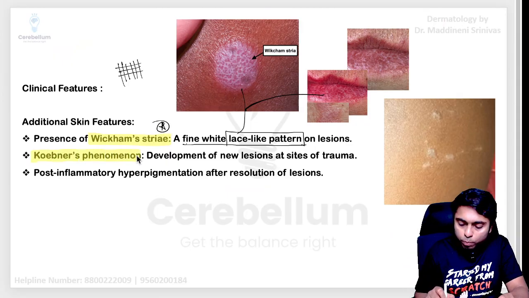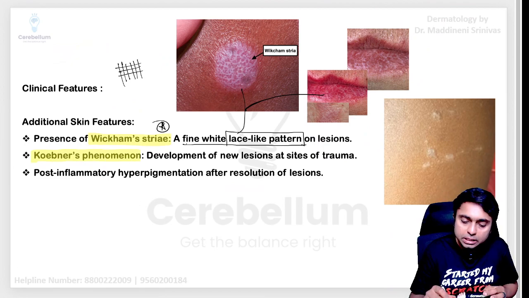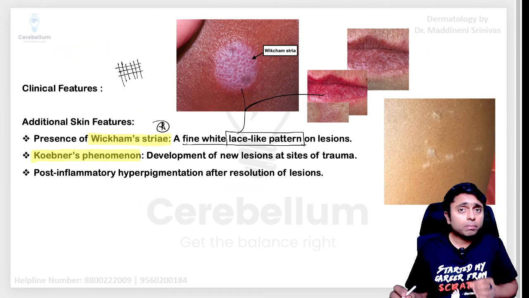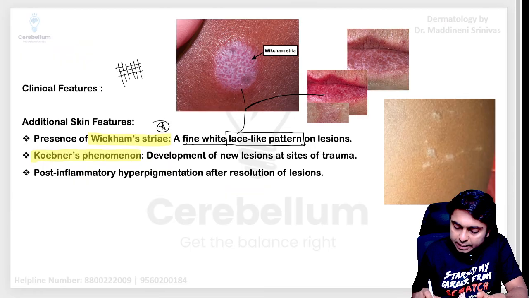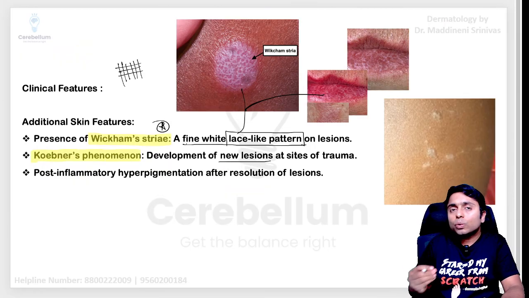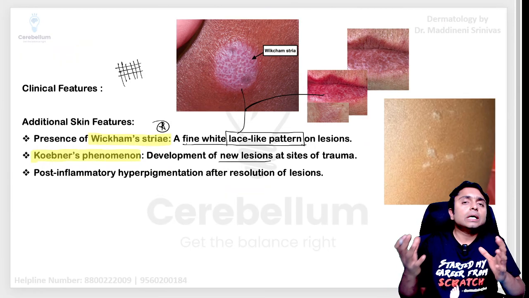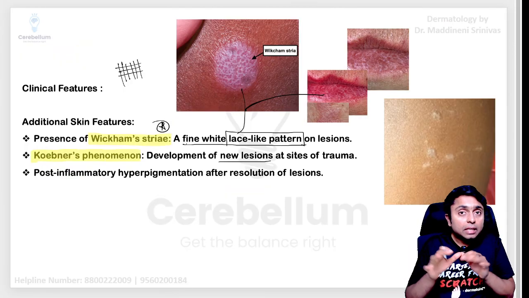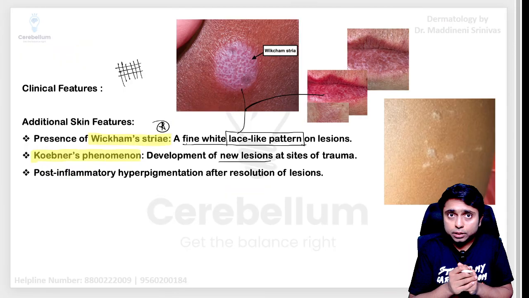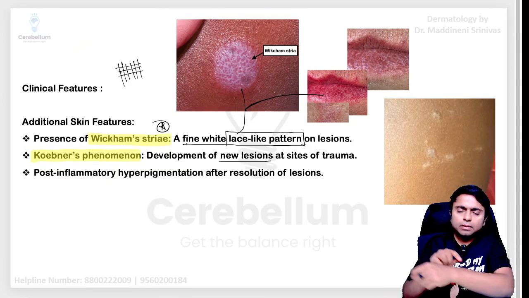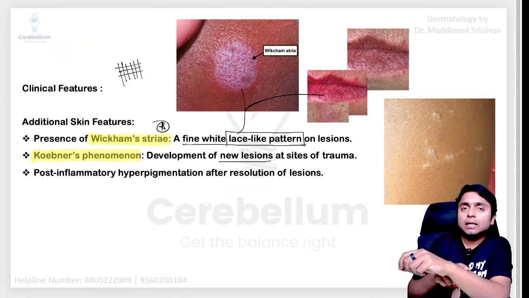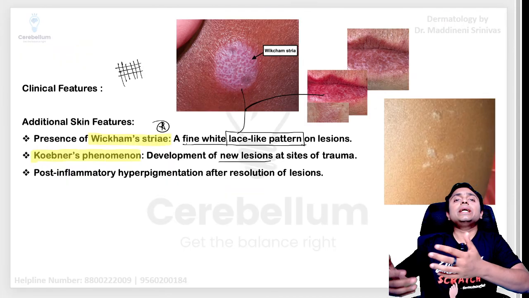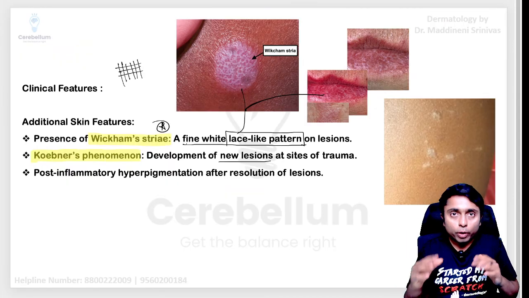And next is Koebner's phenomenon, which can be seen positive in the patients of lichen planus. What is Koebner's phenomenon? Basically, it is development of new lesions at the site of the trauma. So, we have already seen in the definition that lichen planus is an autoimmune condition. So, in the skin, when lesions are present at one site, the patient is going to have the autoimmunity in the other areas of the body also.